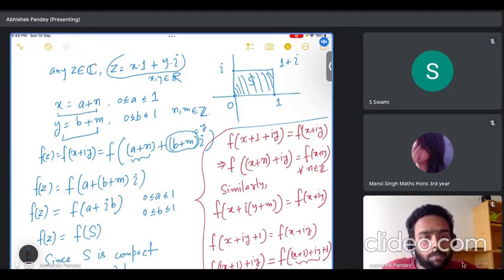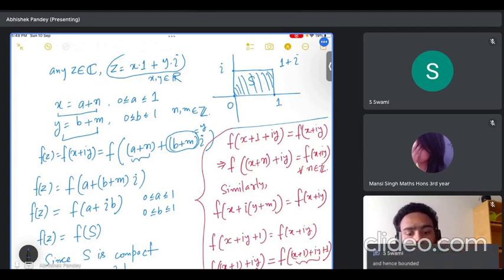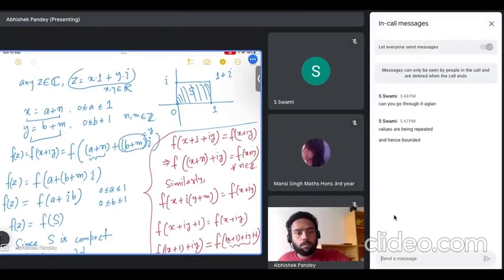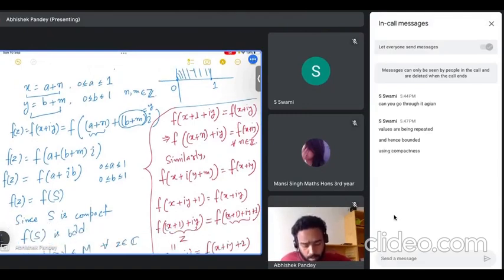Sorry, I did not understand this one. Values are being repeated. Yeah, what we are doing is, you take any z. Let us take z equal to 100 plus 200i. Now for this z, the image of this z can be found as the image of a point in S. This is what we have proved: for any z, the image f(z) is in f(S).